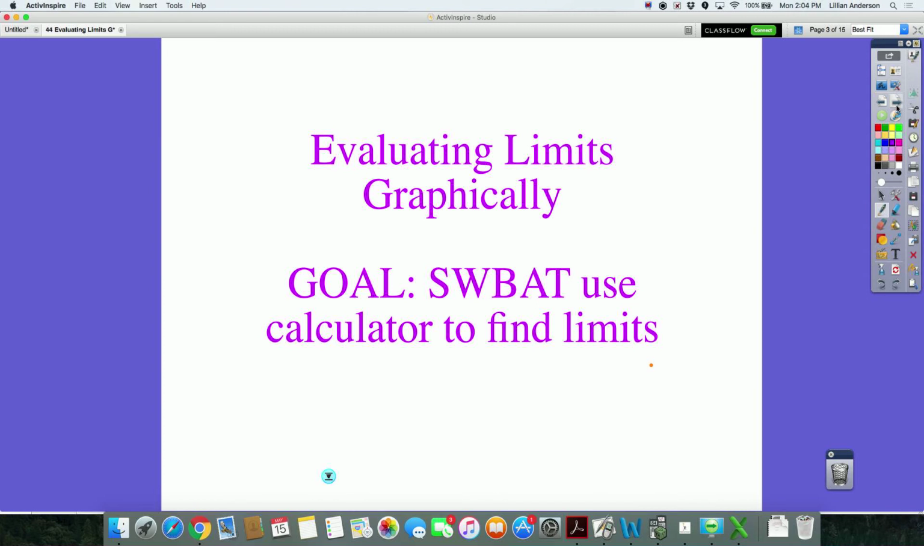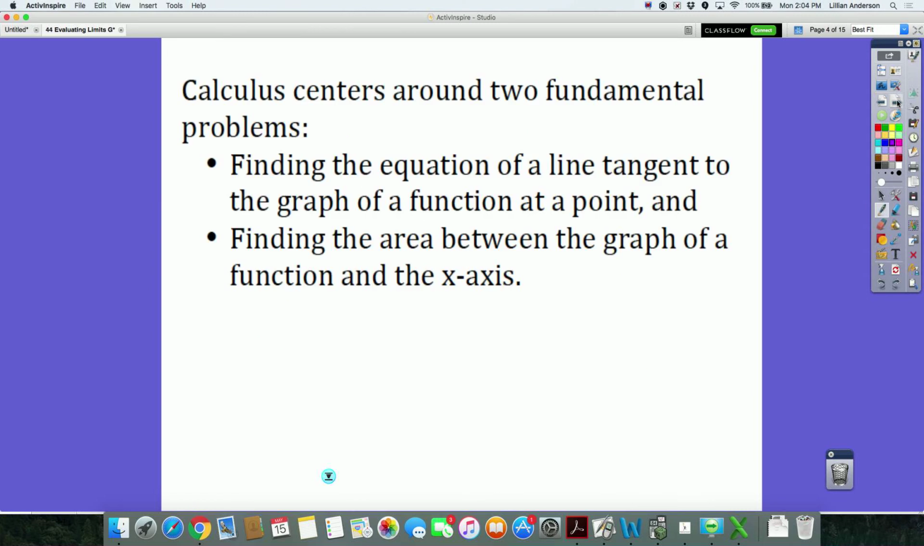So, a little bit of information that you need to know, because like I said before, this is the first introduction to calculus, okay? Calculus centers around two fundamental problems, okay? Finding the equation of a tangent line to a graph of a function at a point, okay? First off, what does tangent mean? We talked about that word before. It touches. Well, it touches something.